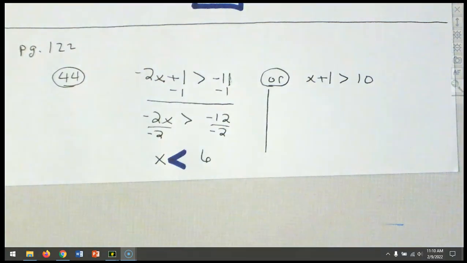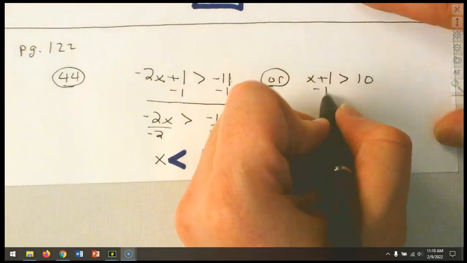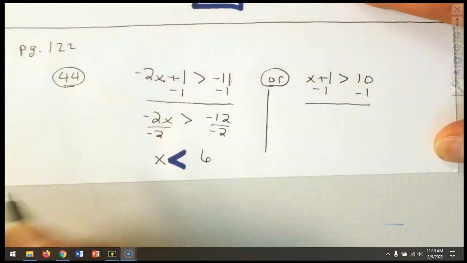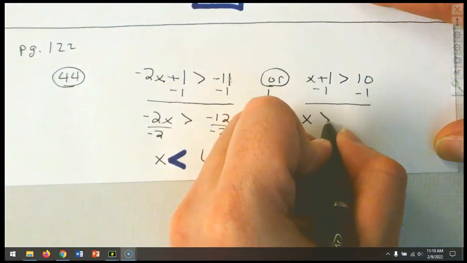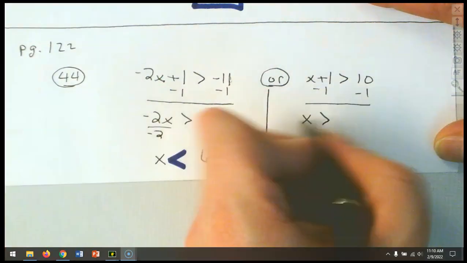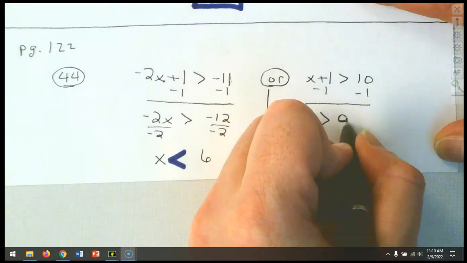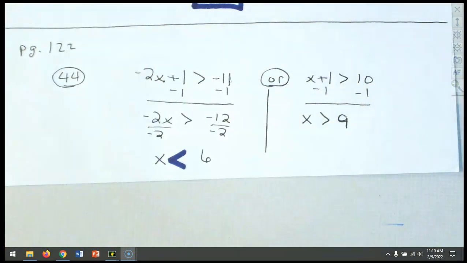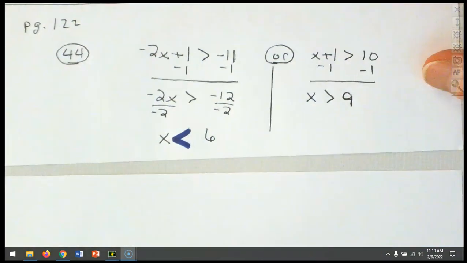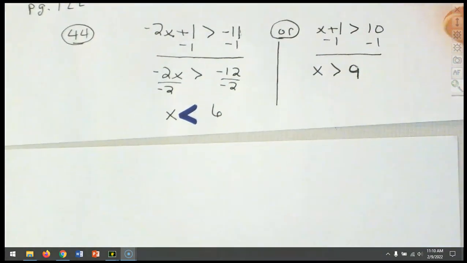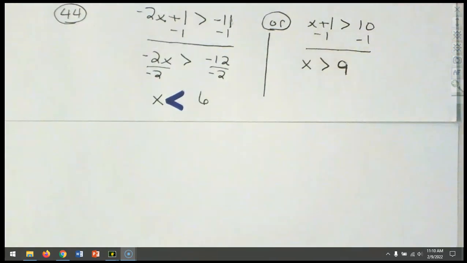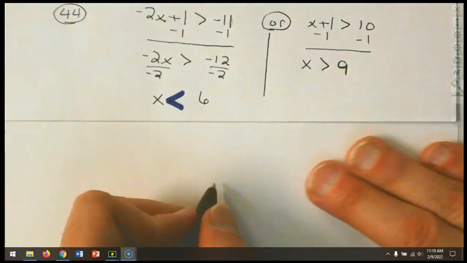The other one, what happens with it? Move that 1 over, and that gives you x. Do we flip our inequality symbol? No. Why not? Did we divide by a negative? No, we did not. So the inequality symbol stays the same, and 10 minus 1 makes it a 9. Now, all we have to do is to graph them. So these are not difficult at all. They're actually, I think, a lot easier than some of the others. So now all we have to do is graph them.